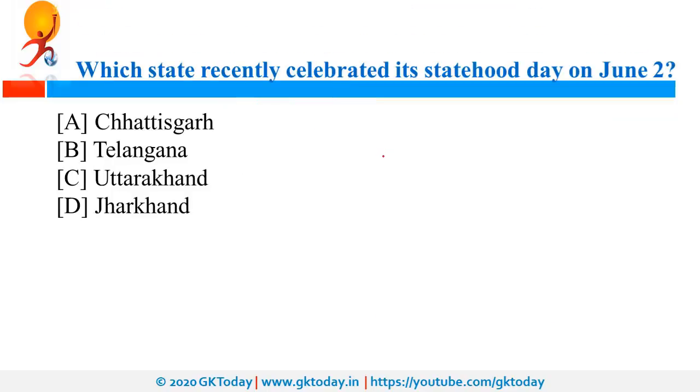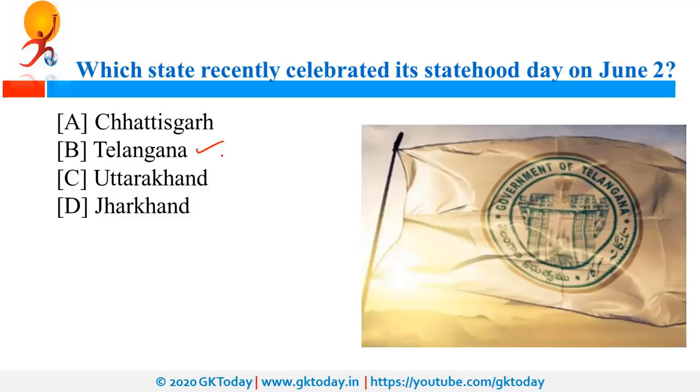Next question is, which state recently celebrated its Statehood Day on 2nd of June? So, Telangana celebrated its Statehood Day on 2nd of June. Telangana was formed in 2014 and it was the 29th state of India, and it was formed as per the provisions of Andhra Pradesh Reorganization Act. Now 2nd of June is also observed as International Sex Workers Day to spread awareness about the rights of sex workers. On the other hand, 3rd of June is celebrated as World Bicycle Day.